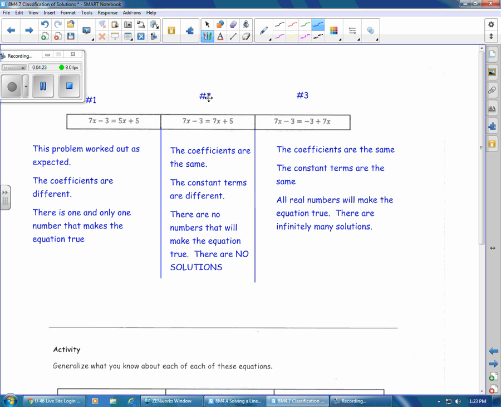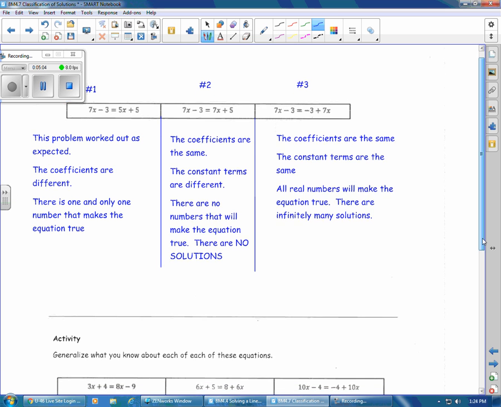The next kind of problem that we solved, number 2, 7x minus 3 equals 7x plus 5. Our coefficients are the same. 7 is the same as 7. So the constant terms here, the ones that don't have any variables with them, are different. That means our variable terms are going to drop out of the equation, and we'll be left with a statement that's not true, and there are no numbers that will make the equation true. There are no solutions. The final one that we looked at, the coefficients, again, are the same. 7x is equal to 7x. The constant terms are also the same, negative 3 and negative 3. So all real numbers will make the equation true, and there are infinitely many solutions to that equation.